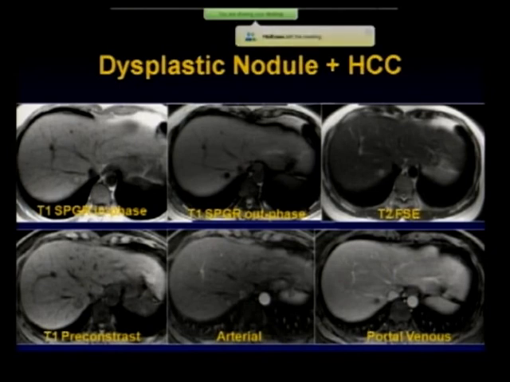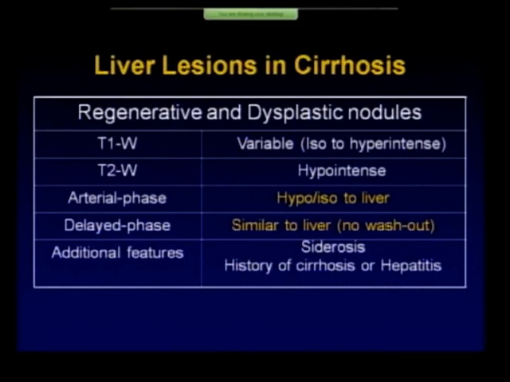Good, keep doing it. You were right. So regenerative and dysplastic nodules, T1 weighted images can be variable. T2 weighted images, usually hypointense. As I said, if you're following up a patient with liver lesions, especially with hepatitis or cirrhosis, and the lesion signal intensity changes, you've got to worry. You've got to actually look closely at the lesion again.